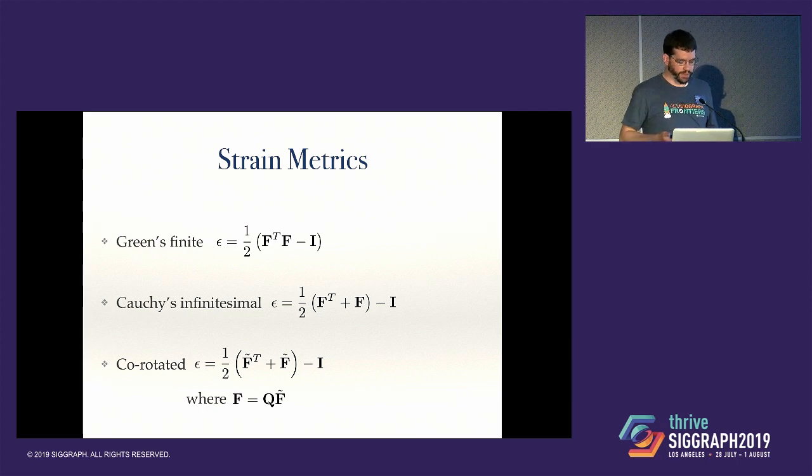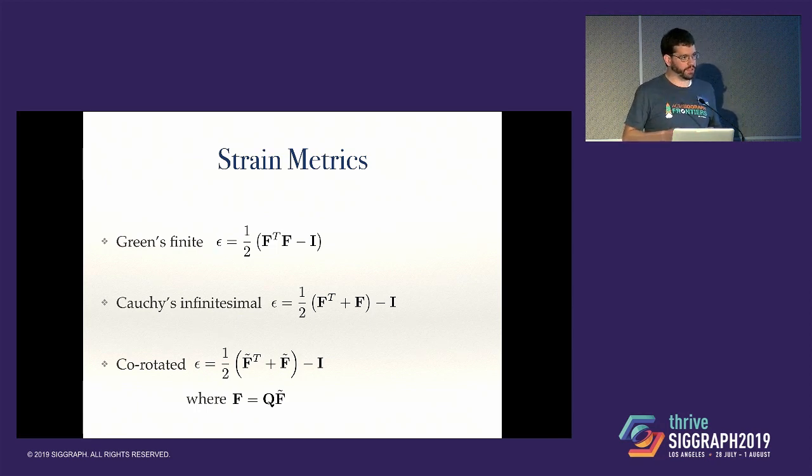There's Cauchy infinitesimal strain, which is linear in F. We're just adding F together. We're not multiplying it by itself. Unfortunately, this strain metric suffers from large artifacts under large rotations. And then there's the much newer, not so new now, but much newer than the other two, co-rotated strain model. And this is the one that's most commonly adopted in computer graphics.